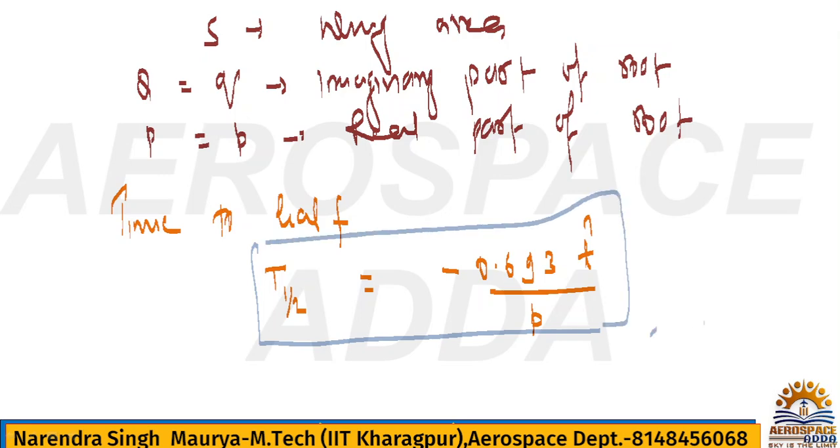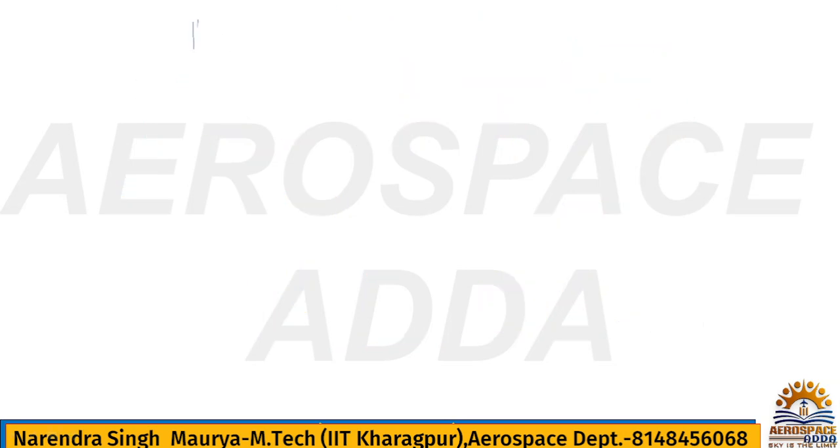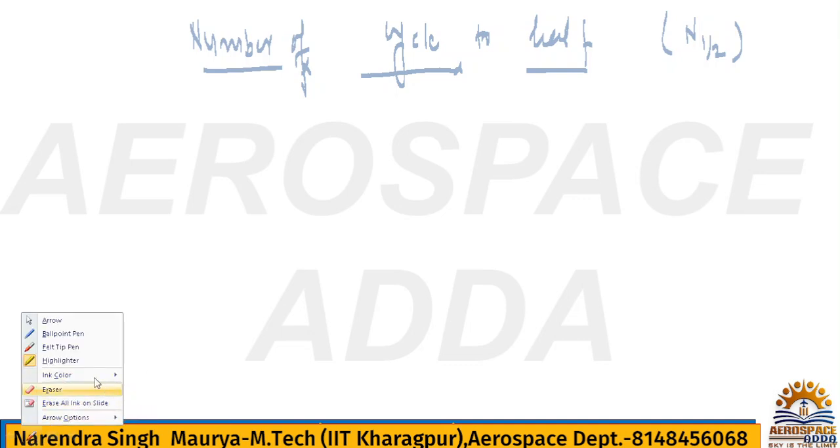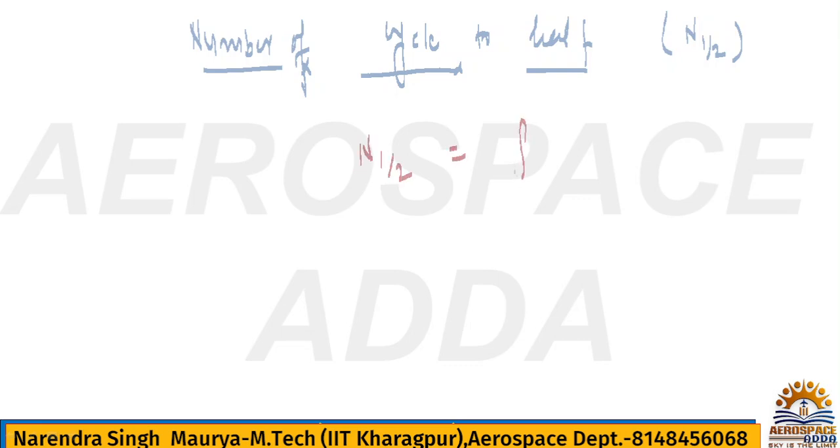All right, the one last formula which is called number of cycle to half. This is the third formula. So what is the number of cycle to half? For this, what is the formula? So for that we have the formula: number of cycle to half, N 1 by 2, is equal to natural frequency into time to half. This is the formula.